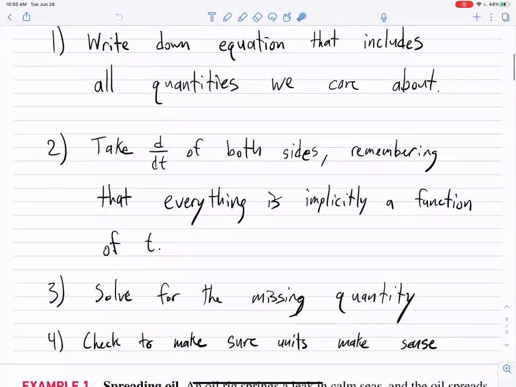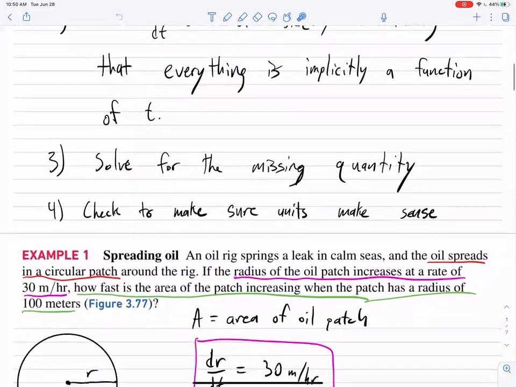And then finally, we're going to plug in or solve for the missing quantity. So plug in the quantities that you know, and then step 4, which is just kind of check to make sure that the units make sense. And so that's the kind of breakdown. And so let's do an example.